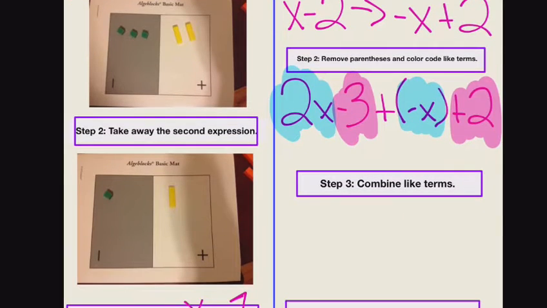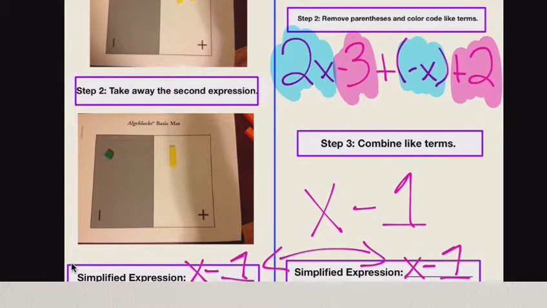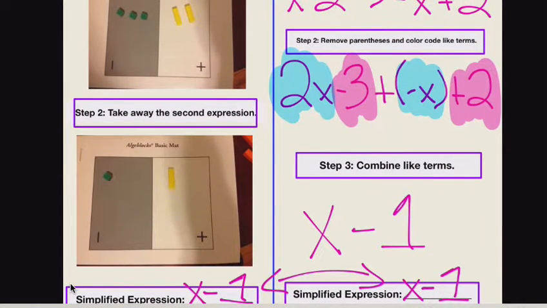Let's go ahead and combine our like terms. 2x plus negative x is x, and minus 3 plus 2 is minus 1. So our simplified expression is x minus 1. And again, you can see we get the same answer both times. Oops, let me move that up for you. There you go. You get the same answer both times here.